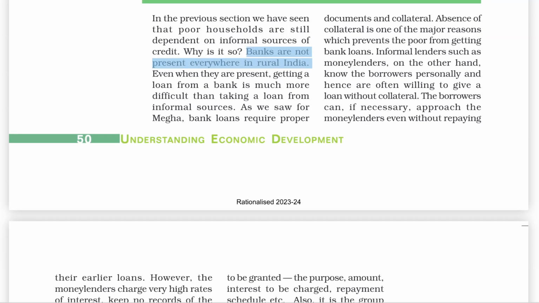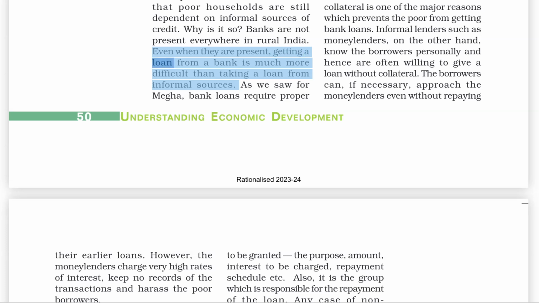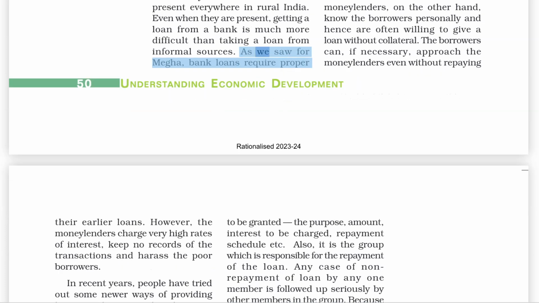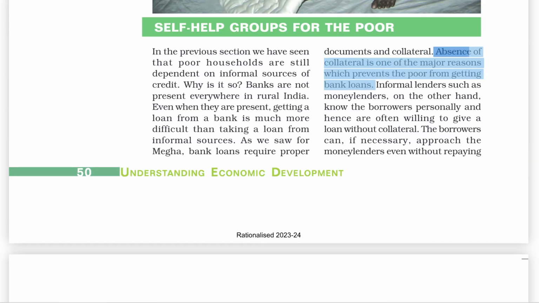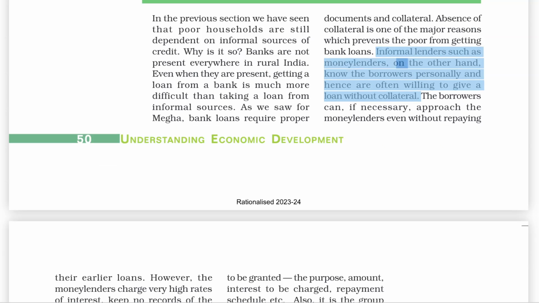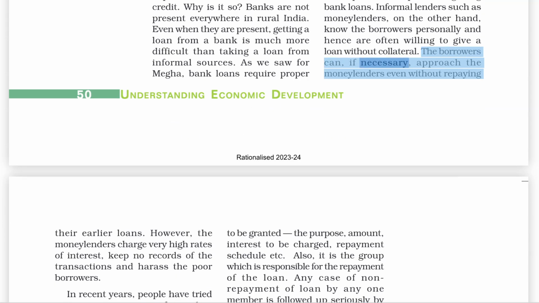Why is it so? Banks are not present everywhere in rural India. Even when they are present, getting a loan from a bank is much more difficult than taking a loan from informal sources. As we saw for Megha, bank loans require proper documents and collateral. Absence of collateral is one of the major reasons which prevents the poor from getting bank loans. Informal lenders, such as moneylenders, on the other hand, know the borrowers personally and hence are often willing to give a loan without collateral. The borrowers can, if necessary, approach the moneylenders even without repaying their earlier loans.